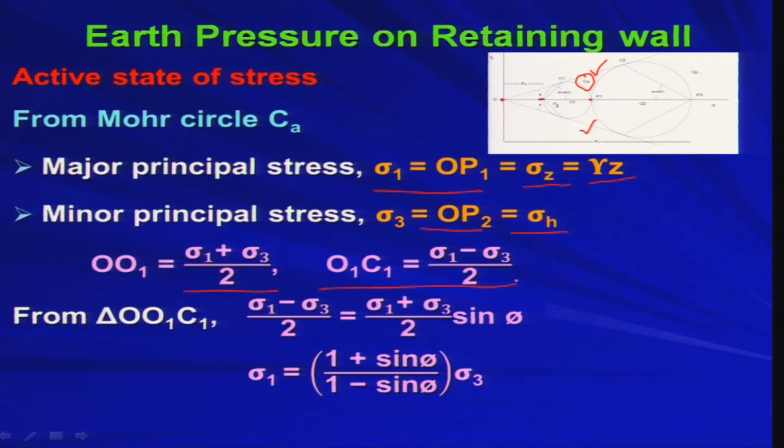If you form a triangle with these points O1 and C1, from there we can write sigma 1 minus sigma 3 by 2, that is the radius of the Mohr circle, is equal to sigma 1 plus sigma 3 by 2 into sin phi, where phi is the angle of internal friction. So, this angle is phi. From this we can write sigma 1 is equal to 1 plus sin phi by 1 minus sin phi into sigma 3. From this relation we can get it.